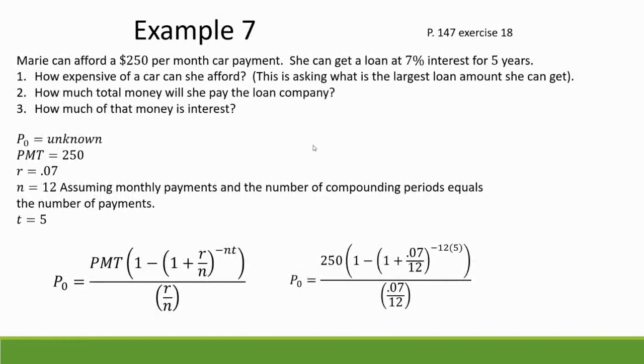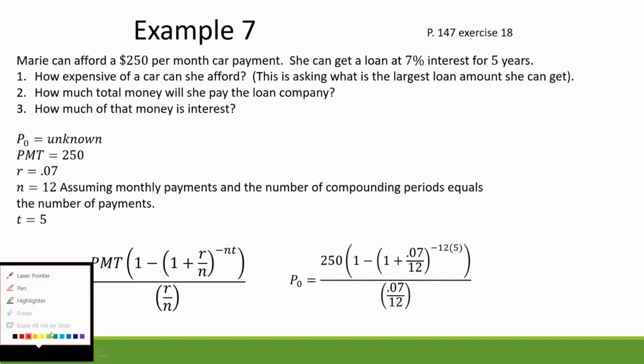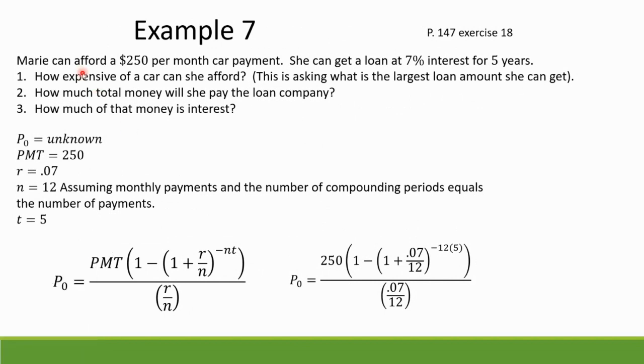Okay, so here's another example we're going to do. This has to do with car loans. Let's say this person, Marie, it turns out she can afford, and also it's something from the textbook, you know, that's what this is telling you. Let's suppose she can afford a $250 per month car payment. Now she's going to buy a car, she can afford to pay $250 per month. Now, she's able to get a loan at 7% interest for 5 years.